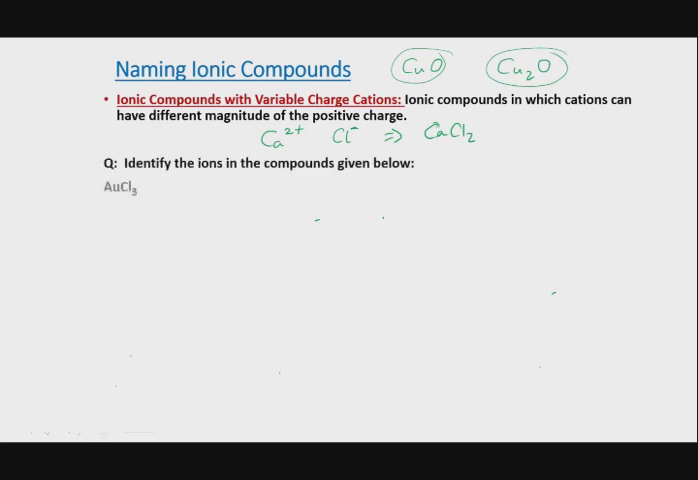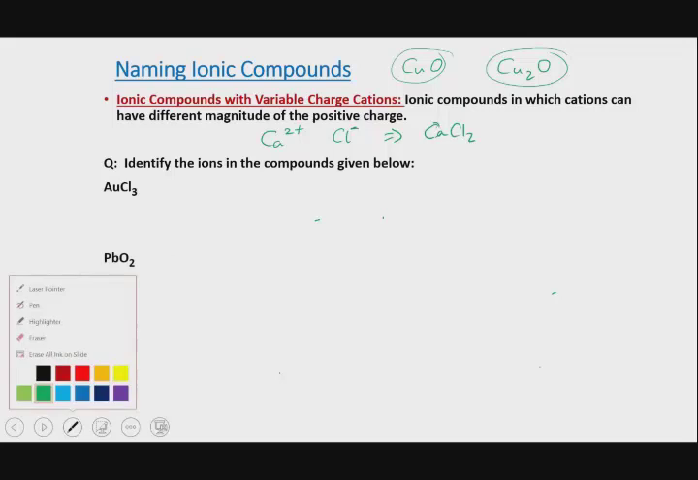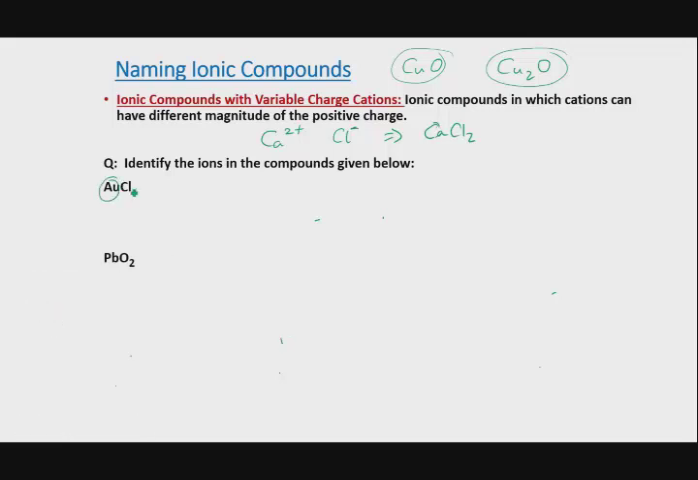So, here is an example of a compound. Gold, if you notice, is a metal that will make variable charge cations. So, our first job before we can even name such compounds is to figure out what is the cation, what is the magnitude on the cation, and what is the anion before you can name them. So let's do that. The question is: identify the ions in these compounds. It is not enough to say that this is the cation and this is the anion. Please don't do that. You have to specify the charge as well.